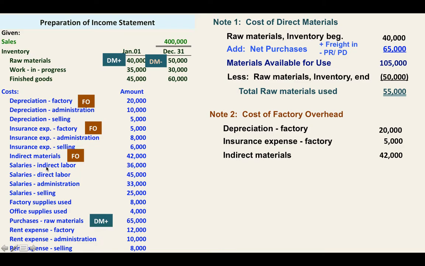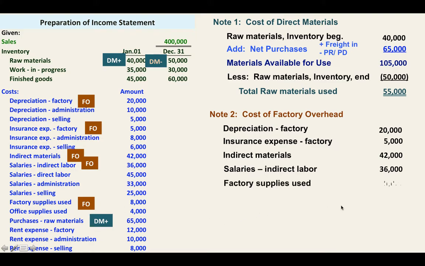And we have learned that indirect labor is also a factory overhead, so we have to include it in the list. Here, direct labor is not part of the factory overhead, nor are administration and selling. Factory supplies used says factory, so that will be the supplies used for the factory, so we have to include that 8,000. Office supplies, no. Rent expense factory, so we have to include the rent expense factory. There is none other, so this is what we have for the cost of factory overhead.